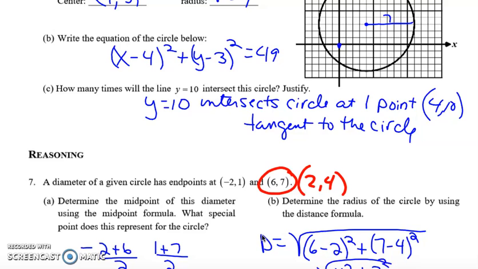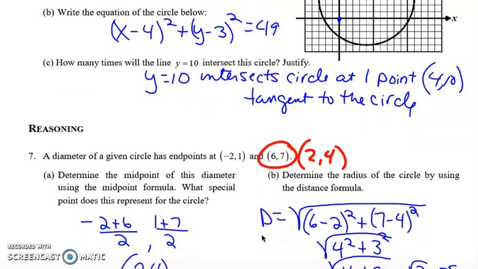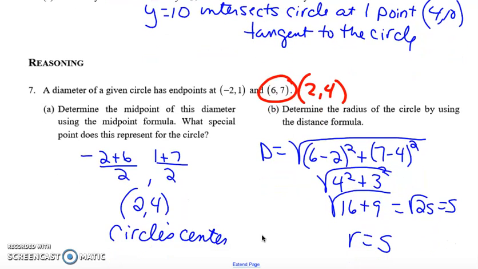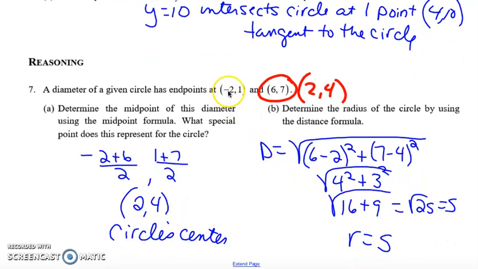And then this is just a little review of doing some midpoint and distance down here with circles. So in question 7, I have a diameter. The endpoints of the diameter of the circle are (-2, 1) and (6, 7). The first question wants us to find the midpoint, using the midpoint formula, to find the center of the circle.